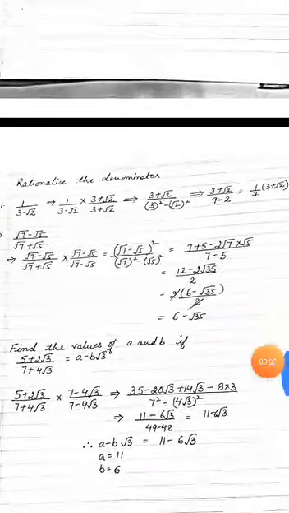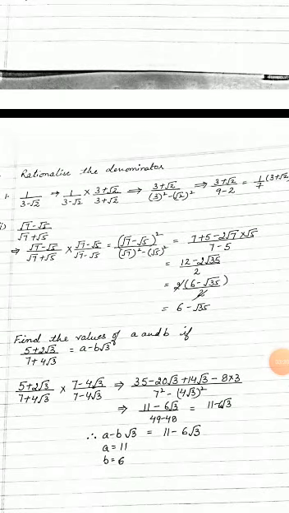Now let's solve some questions. We have to rationalize the denominator. That is, we can see the denominator has an irrational number, so we need to rationalize it. Rationalize means we need to remove the root sign from the denominator.